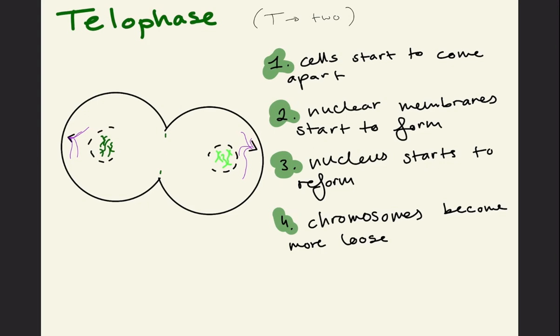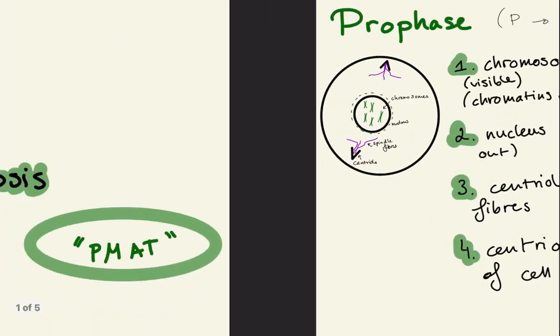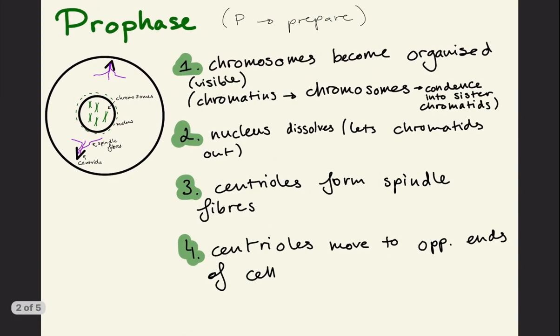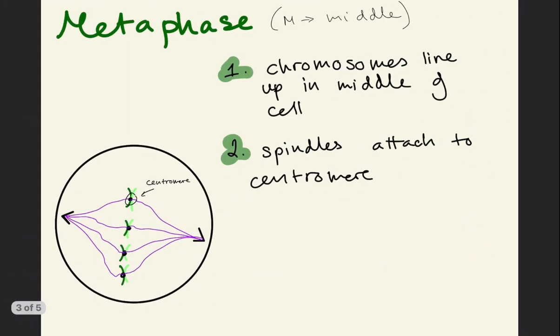All right, so just to review a bit, remember the slogan PMAT: Prophase, Metaphase, Anaphase, Telophase. Prophase, the cell starts to prepare for division. Metaphase, the chromosomes line up in the middle. Anaphase, the chromatids get pulled apart. And telophase, the cell splits into two. So here are the diagrams once again.